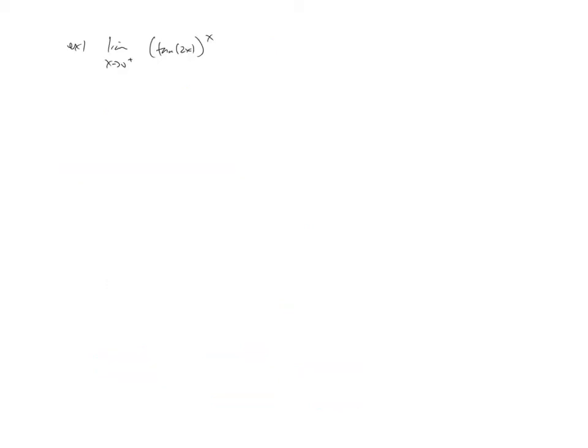All right, so for this one, we're going to start off the same way. We're going to plug in the 0. If we plug in that 0, we end up with our 0 raised to the 0 indeterminate form. To try to get it in a place where we can use L'Hopital's rule, much like the last problem, I'm going to let y equal tangent of 2x raised to the x. I'm going to natural log both sides. And then I'm going to bring the x down.